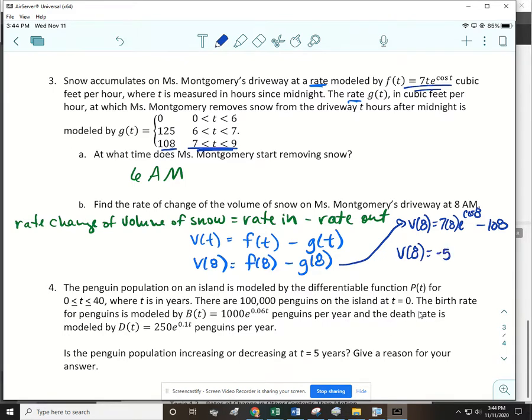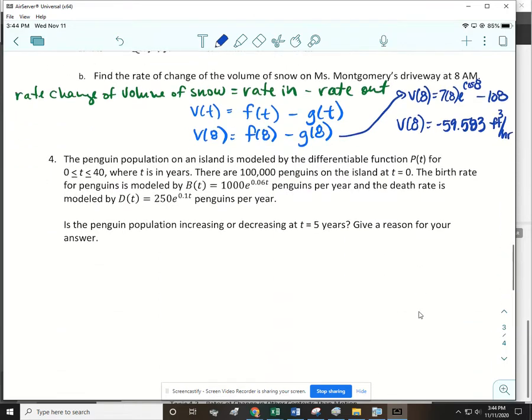That's going to be negative 59.583 cubic feet per hour. All right, so it looks like she's getting some snow off at that time. She's shoveling faster than the snow is falling.